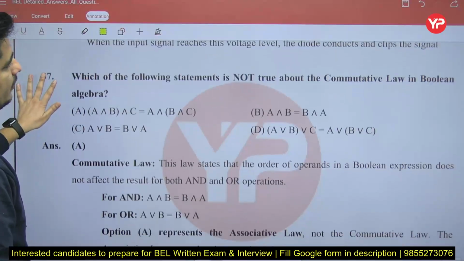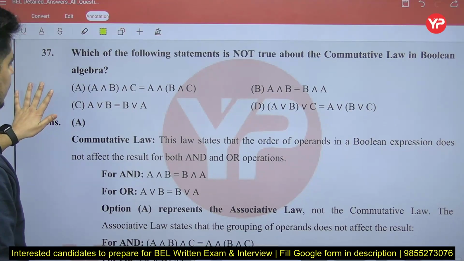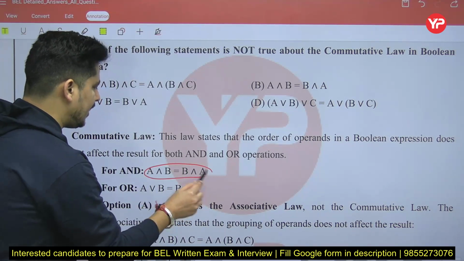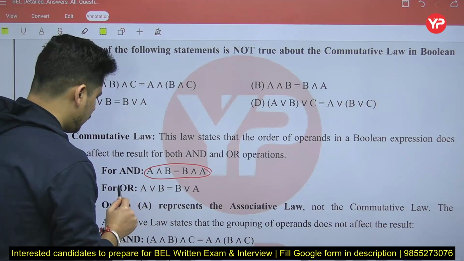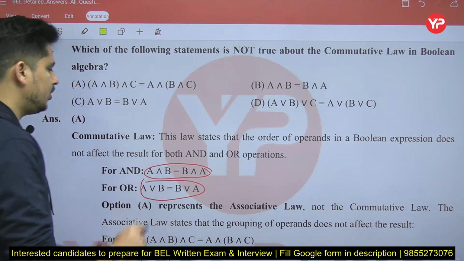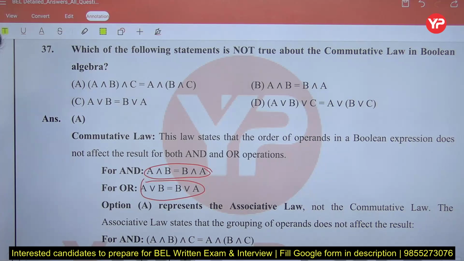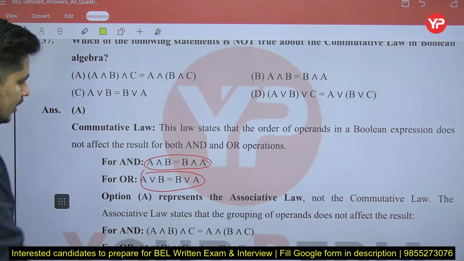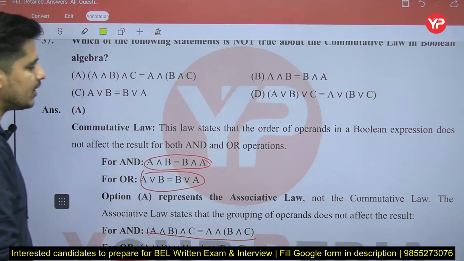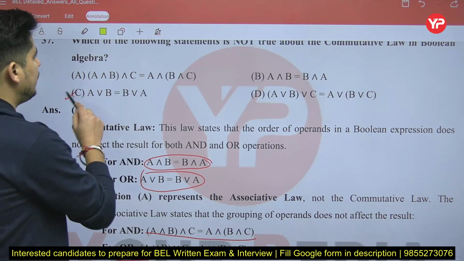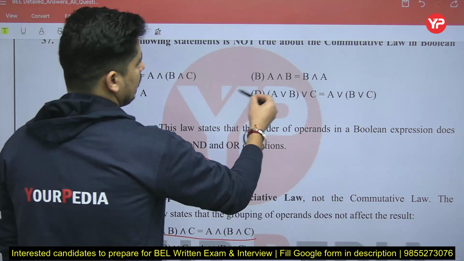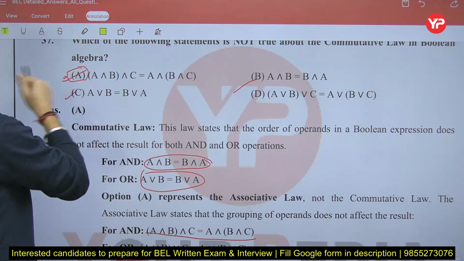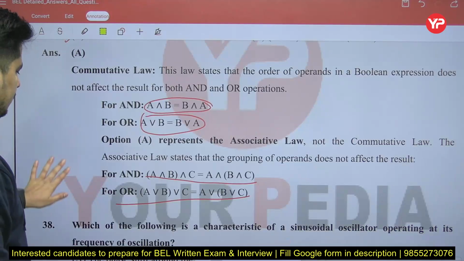Which of the following statements is not true about the commutative law of Boolean algebra? Basically, the commutative law for AND is A and B equals B and A. For OR, A or B equals B or A, right? So if we look at the three, this is the commutative law, this is the associative law, not the commutative law. So basically it is true, it is the commutative law, it is also the commutative law. This is the associative law, not a commutative law, right? So that will be the answer.